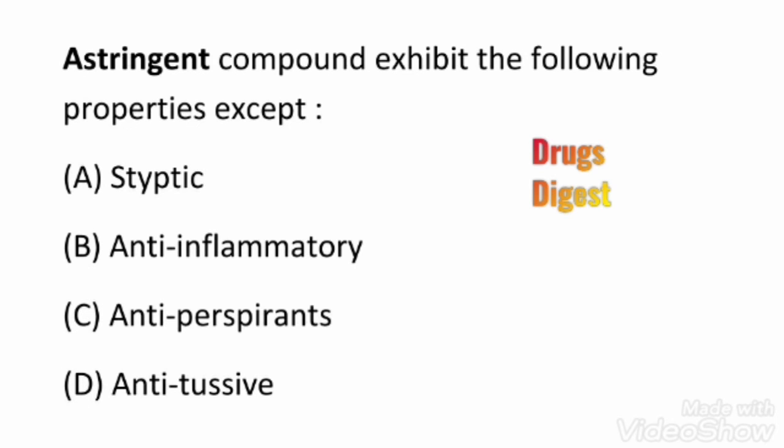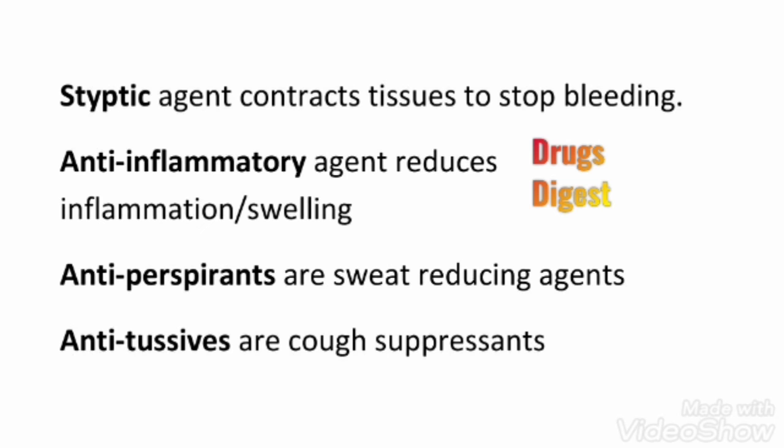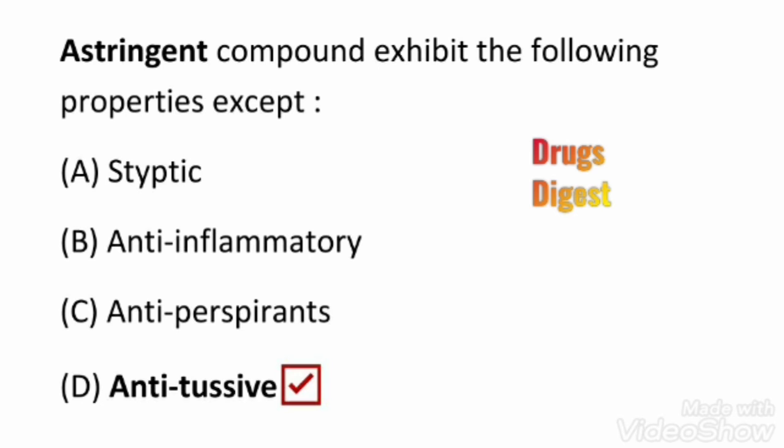Next question. Astringent compound exhibit the following properties except: styptic, anti-inflammatory, antiperspirants, antitussive. Styptic agent contracts tissues to stop bleeding. Anti-inflammatory agent reduces inflammation or swelling. Antiperspirants are sweat-reducing agents. Antitussives are cough suppressants. An astringent compound will exhibit styptic, anti-inflammatory and antiperspirant properties. So, the right answer is antitussive.